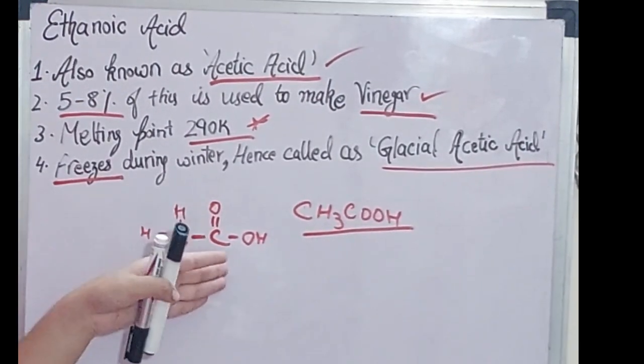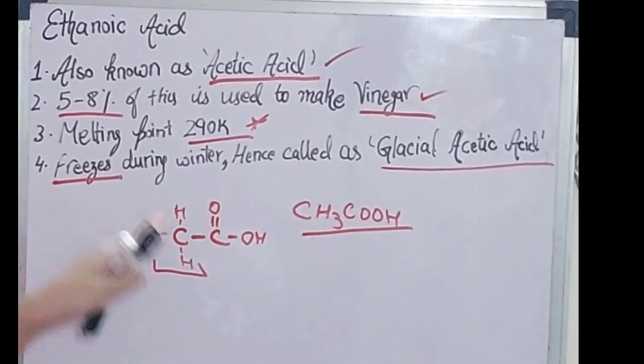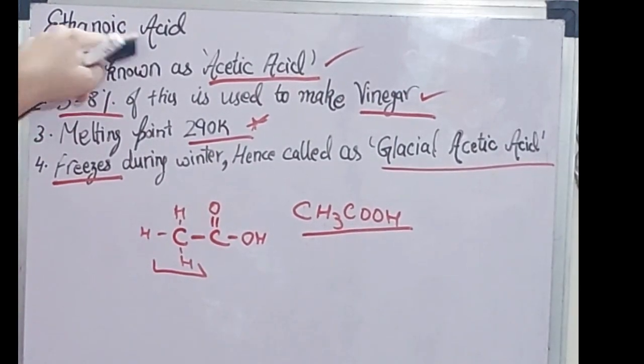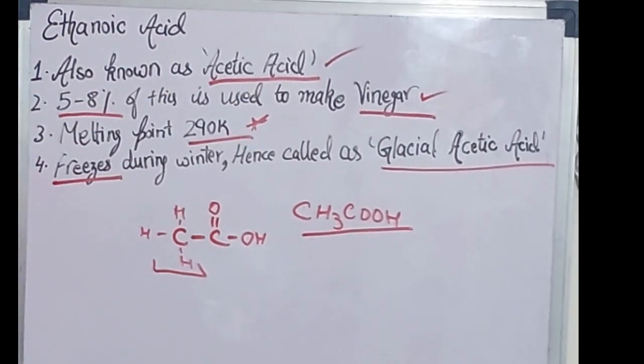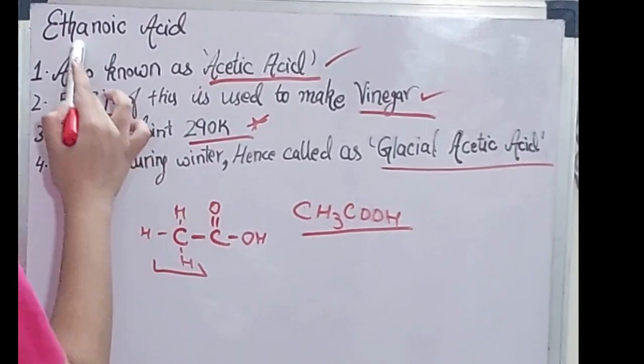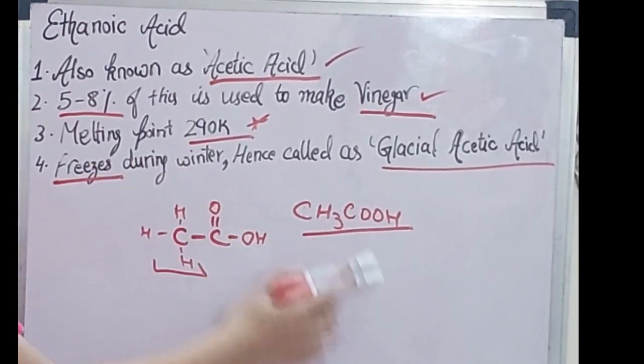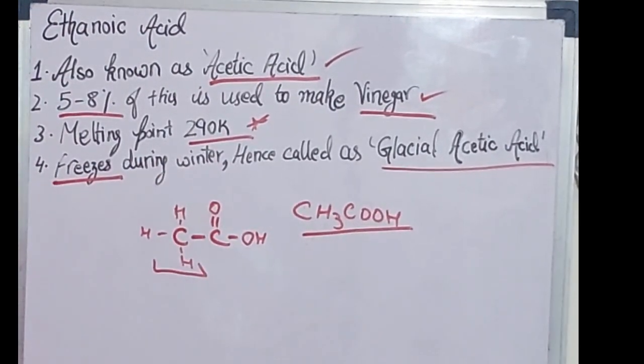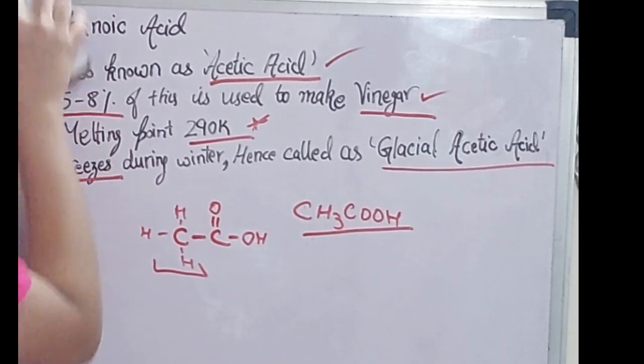You all should know how to make the structure. It is quite easy. Just refer to the name. Oic acid is the suffix of the functional group COOH. No doubt. If you are not able to understand what I did here, the drawing of the structure, please refer to the video on functional groups. Please note it down. Okay.